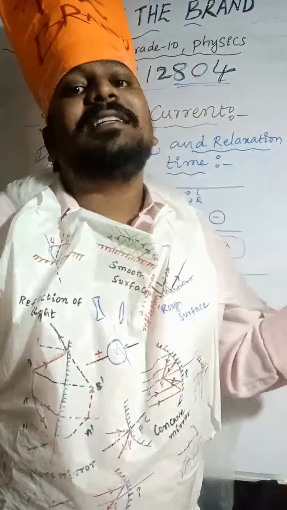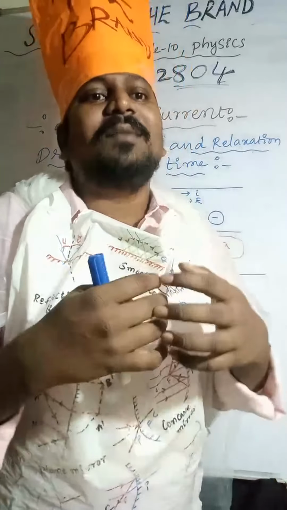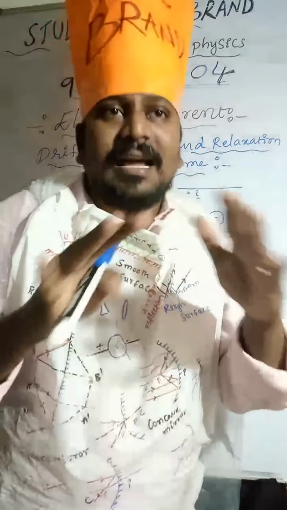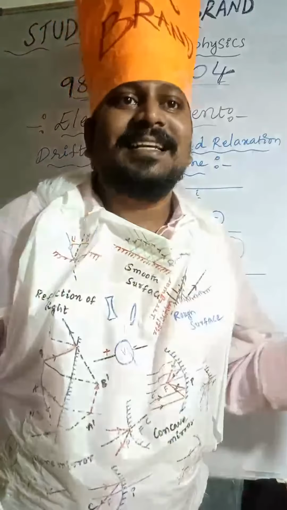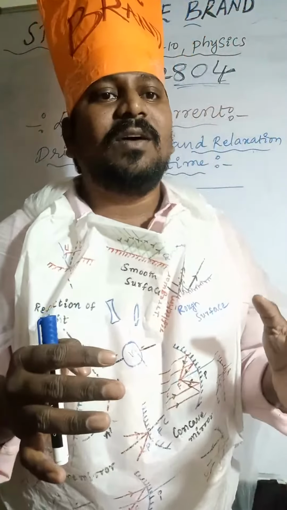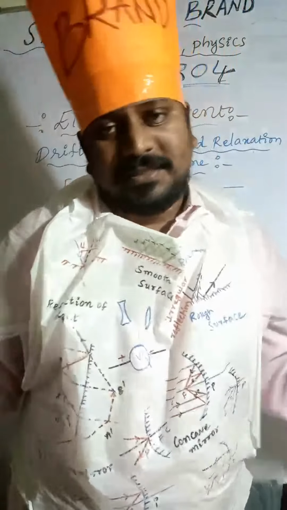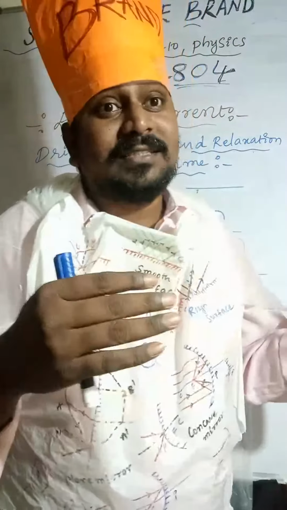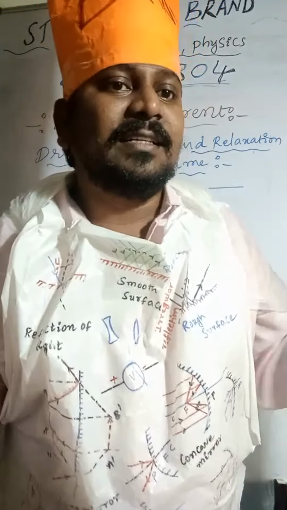So the average time gap between two successive collisions, the average time between two successive collisions, is called relaxation time. Understood? So one collision to another collision, and another collision to another collision, collisions keep on taking place. The average time between two successive collisions is called relaxation time.